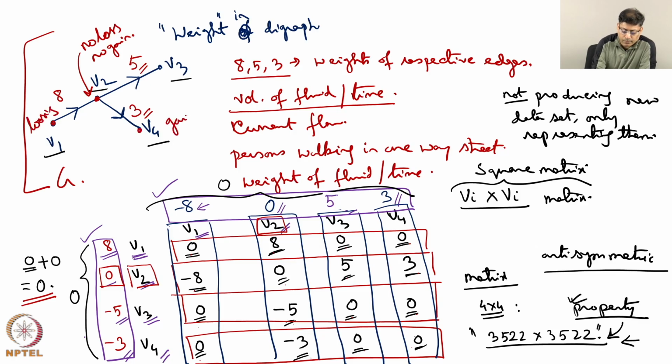V4 I can call informally as gaining vertex, V3 is gaining, so I can call it a gaining vertex.